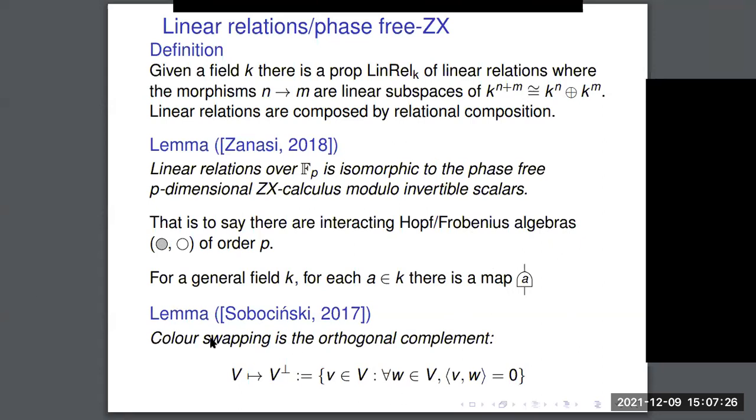And there's this useful observation by Pawel in his blog on graphical linear algebra that we'll be using. The color swapping functor in the ZX calculus corresponds to taking the orthogonal complement of linear relations. So you have the morphisms being linear subspaces, but in this setting, the color swap has this interpretation that when you do this, it's taking the orthogonal complement of a subspace.